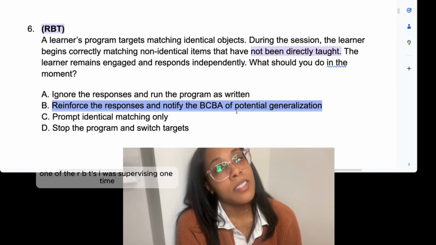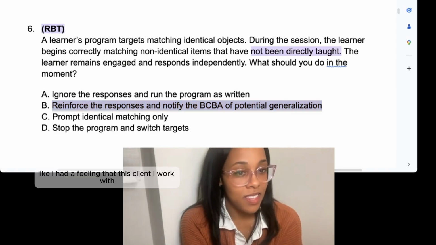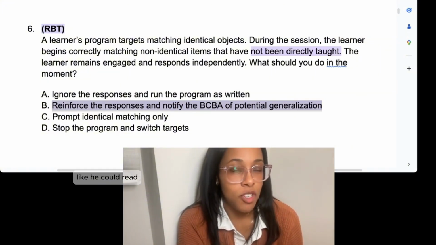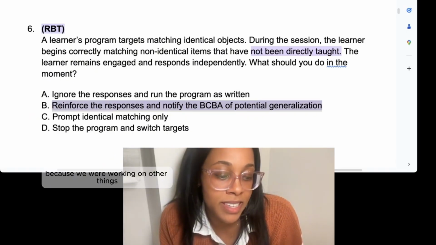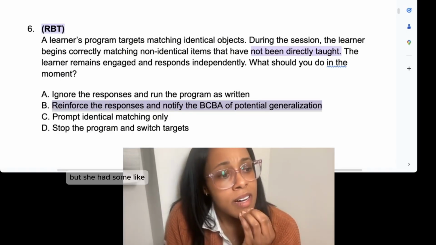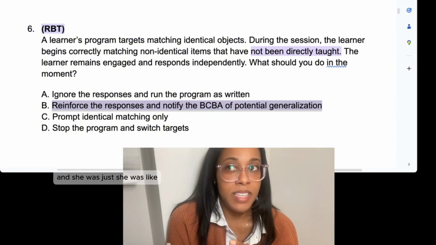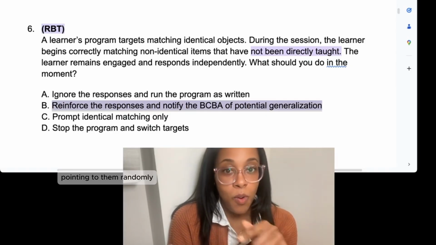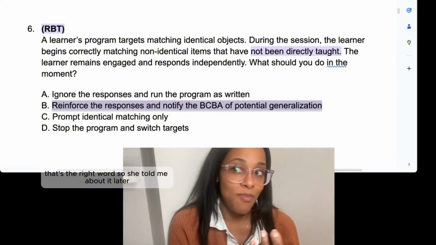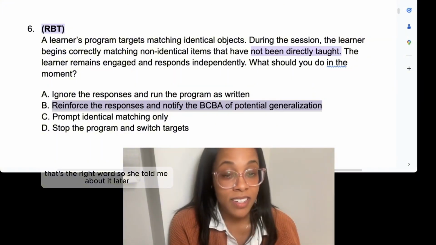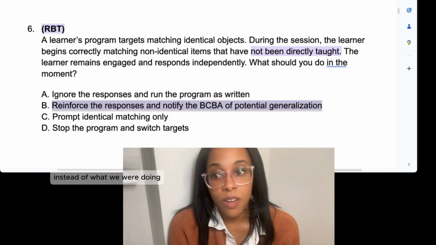One of the RBTs I was supervising one time, I had a feeling that this client I worked with could read. I felt like he knew a lot of sight words. I never had tested them because we were working on other things, but she had this sight word little puzzle piece thing. And she was saying different words like "see," and he was just pointing to them randomly. And she's like, oh my gosh, yes, that's the right word. So she told me about it later. It's not like she turned it into a program. She didn't do those things instead of what we were doing.